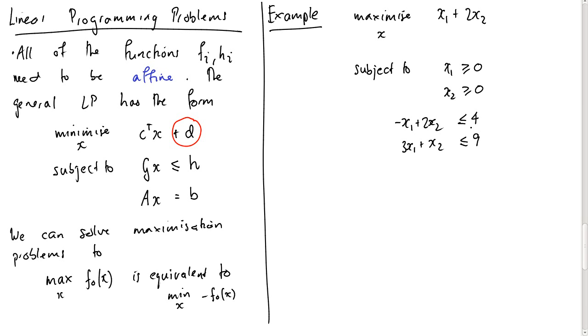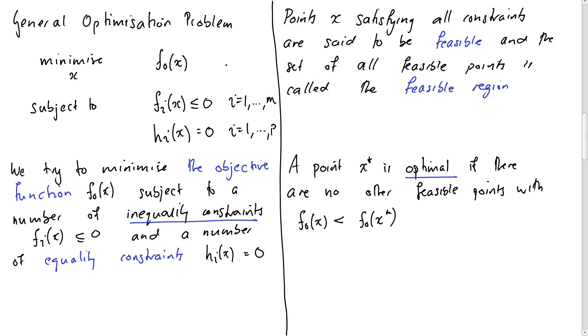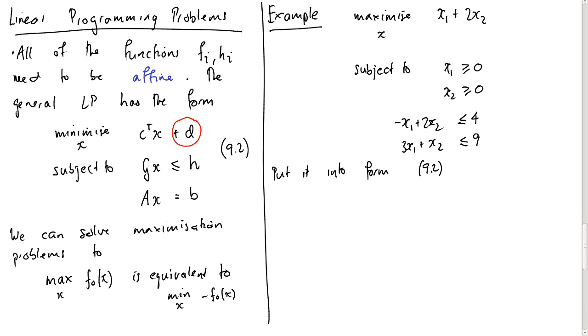Okay, so as a little exercise, let's see if we can put it into this standard form here. I'm going to give that an equation number, just so that I can make sense. So put it into the form of 9.2, and I'll give the general purpose optimization problem equation number 9.1. So how do we do that? Well, first we have to turn it into a minimization problem, and we have to write it as c transpose x plus d. So we're going to minimize over x, c transpose x.